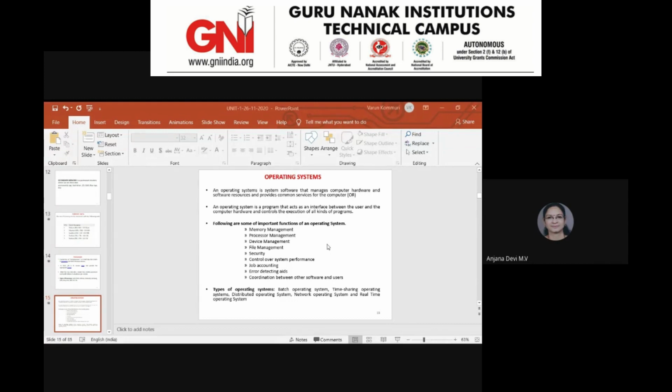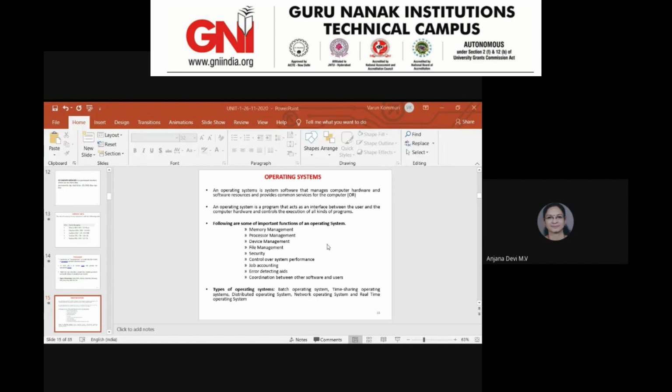The operating system, we have already discussed, acts as an interface between the user and the computer, right? That means if the user wants to work with the computer hardware, it is through the operating system only. It is an intermediate. Through the operating system only, the user can interact with the computer. That's why it acts as an interface between user and the computer, right?